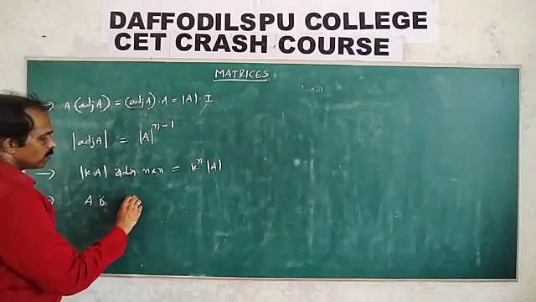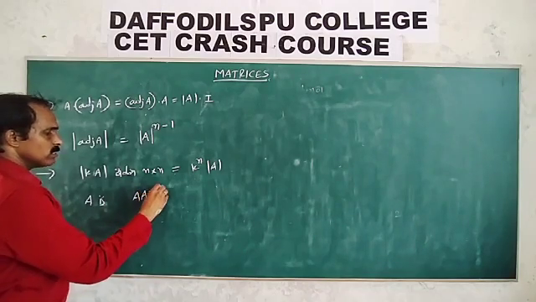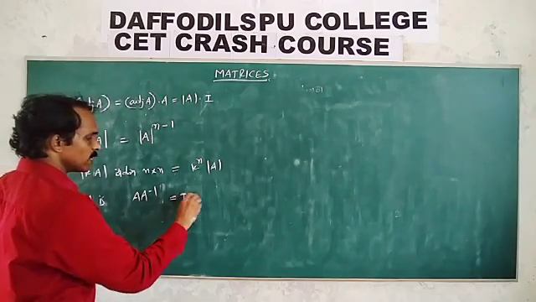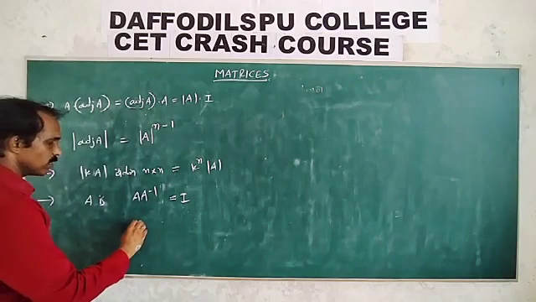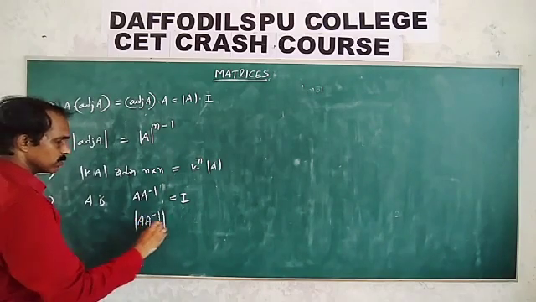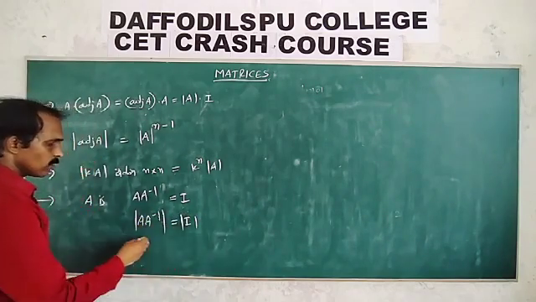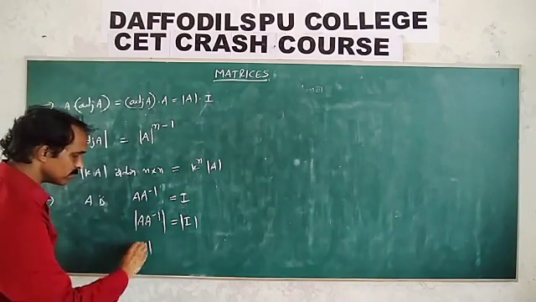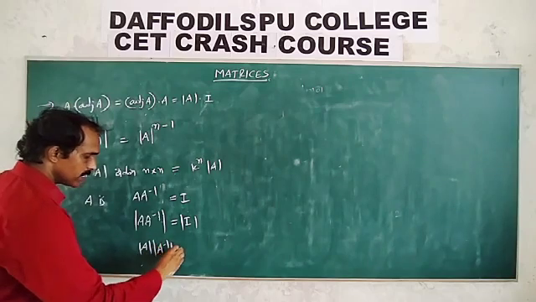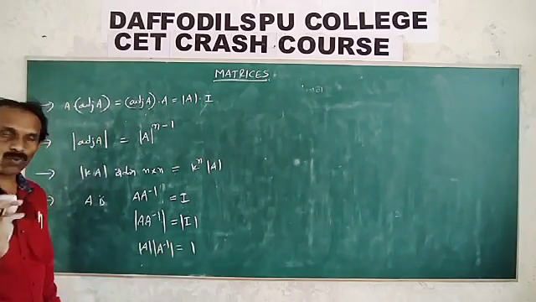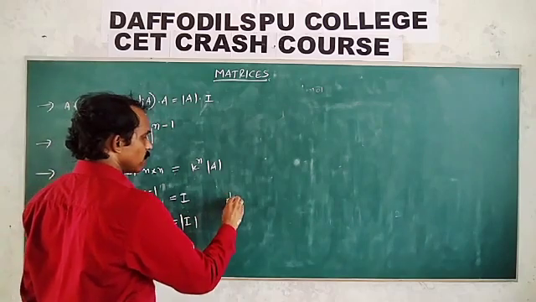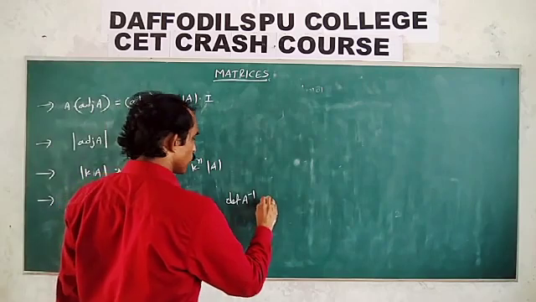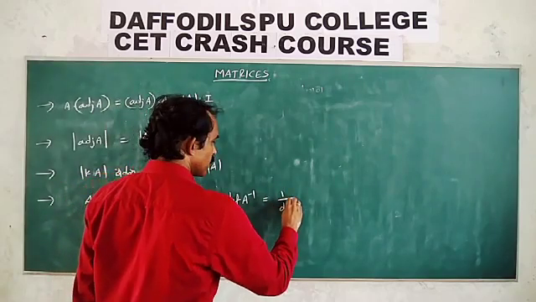Right. A into A inverse, determinant. A into A inverse is equal to I from the invertible matrix definition. If you take the determinant, we know one of the properties, det of AB is det A into det B. Determinant of the identity matrix is 1. So therefore, det of A inverse is equal to 1 by det A. This also is in our textbook.